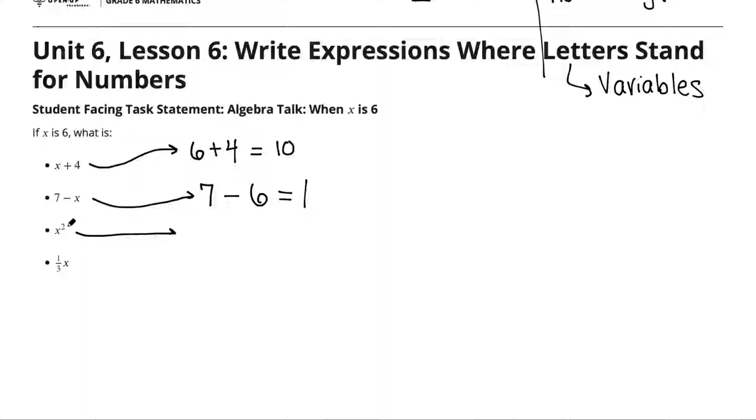X to the power of 2. Instead of it being x to the power of 2, this is going to be 6 to the power of 2, okay? Which is equal to 36. Now, if we don't remember exponents, here's just a little quick exponent review.